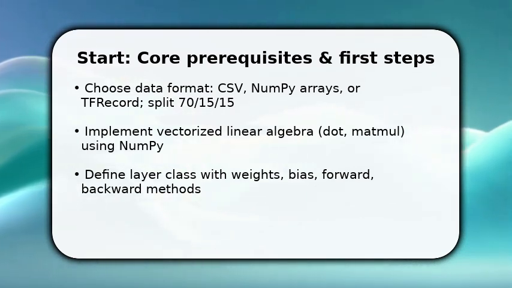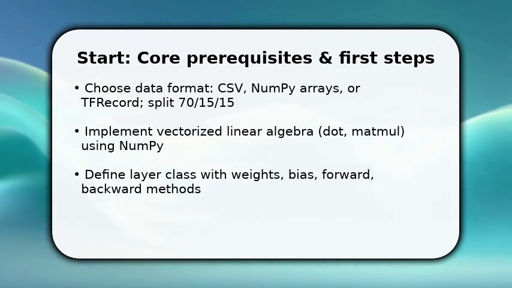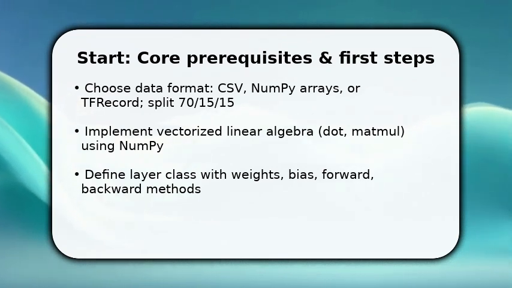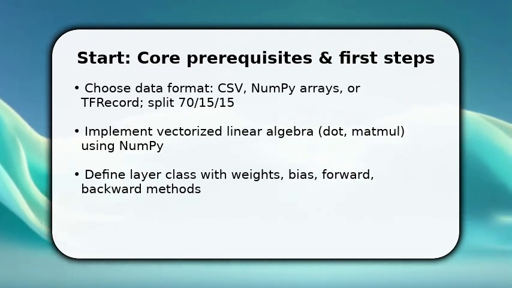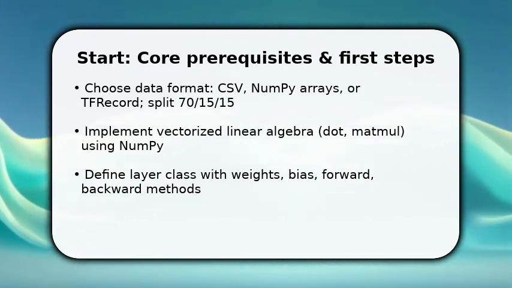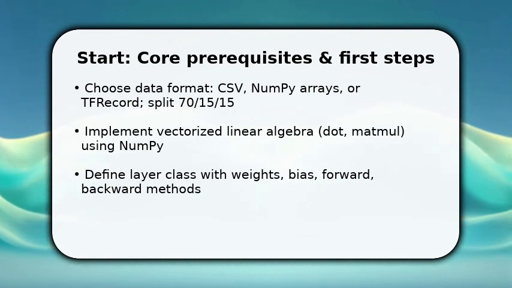Next, create a layer abstraction. Initialize weights with small random values, store biases, and code forward and backward methods. Make sure to include shapes and broadcasting checks so gradients match. Once done, wire a simple sequential container to chain layers and prepare for the first training loop.